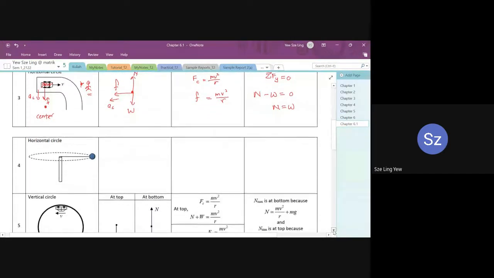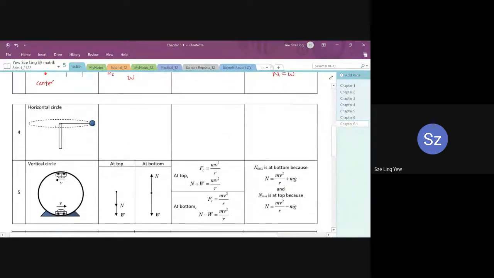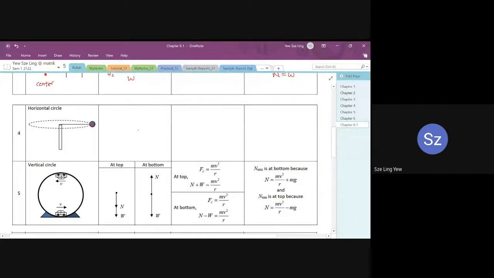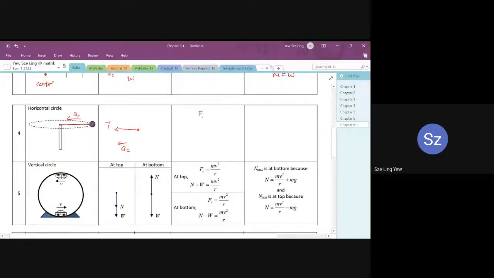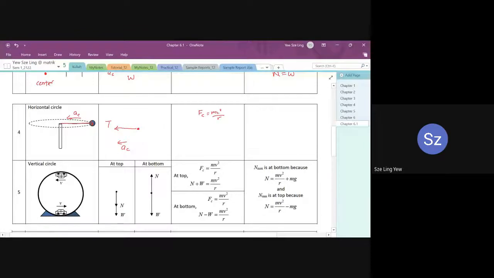Right. So the horizontal circle, which I explained to you just now as well. Let's say now your object is on the right-hand side. So this is your object. Tension is on its left, because the string is now on the left-hand side of the object. So this is your tension. And because it's moving in the circle, according to my diagram, my AC is going to the left. Therefore, this is the direction of AC. So Fc equals mv squared over r. The only force that keeps my object moving in the horizontal circle is tension. So tension equals mv squared over r.